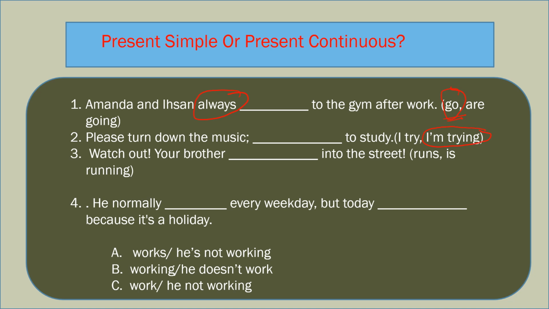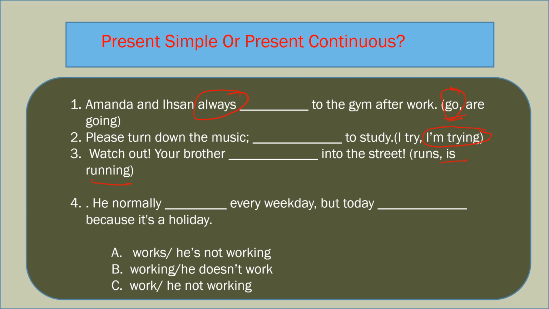Okay, next one, number 3. Let us try. Watch out, your brother into the street. When does this happen? When is this event happening? When is this sentence being uttered? Watch out, that means it is happening at that time. So which tense are we going to use? Present simple or present continuous tense? Okay, good. The answer is watch out, your brother is running into the street. At that moment, it is happening.